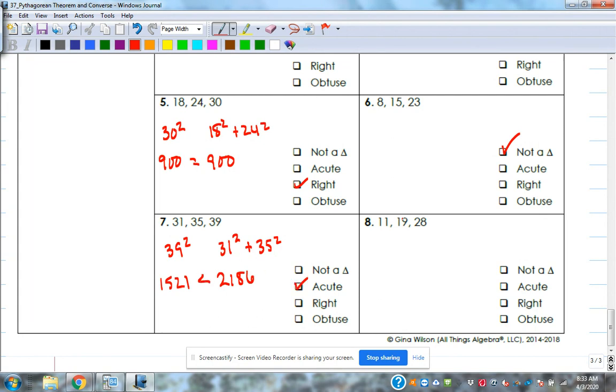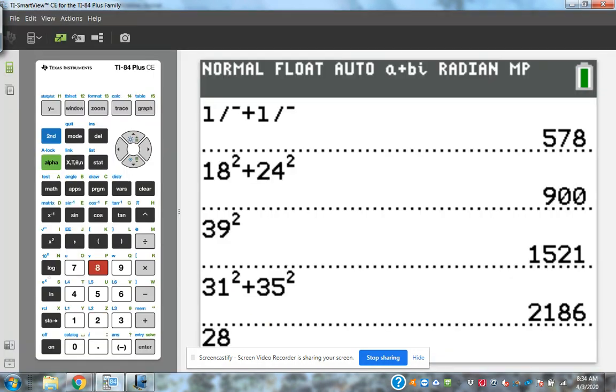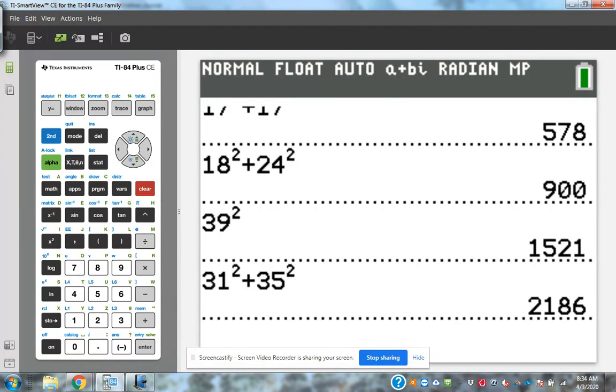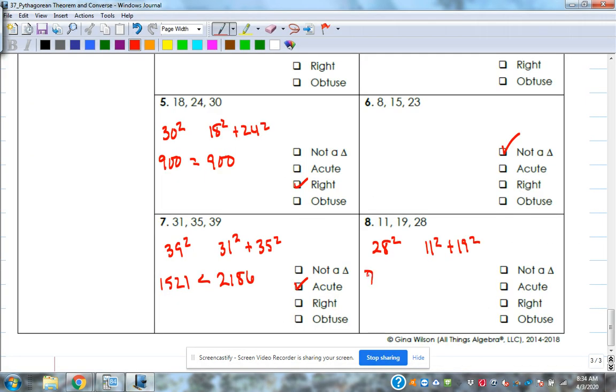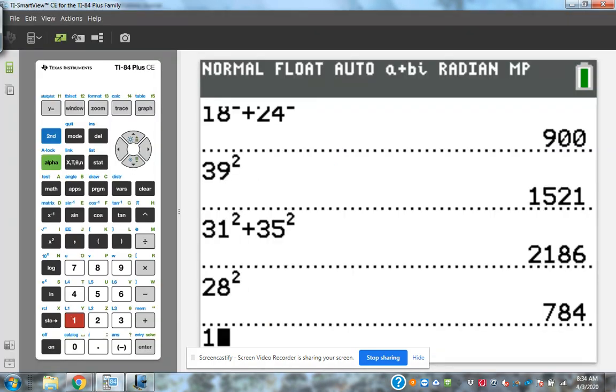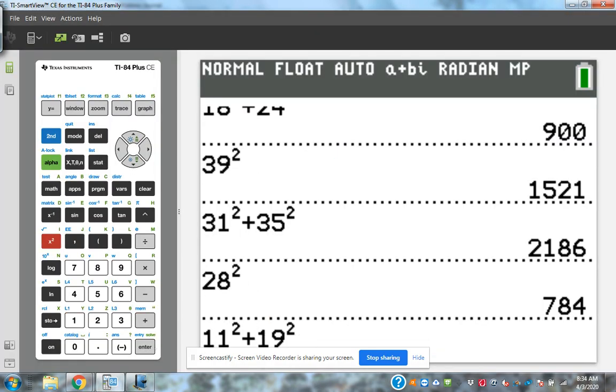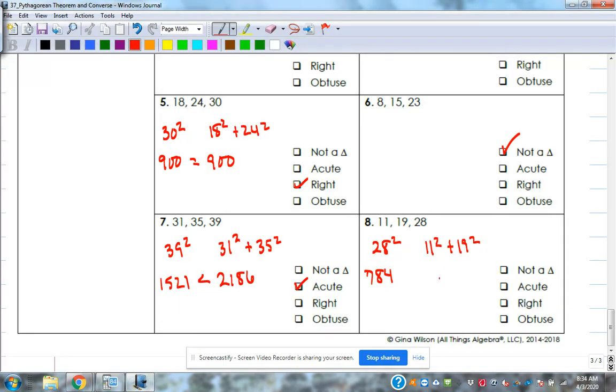One last one. 11 and 19 would be 30. That is bigger than 28, so this is a triangle. So we're going to set up 28 squared and then 11 squared plus 19 squared. 28 squared is 784. 11 squared plus 19 squared is 482. That would be obtuse because C squared is larger. So that's the converse of the Pythagorean theorem.